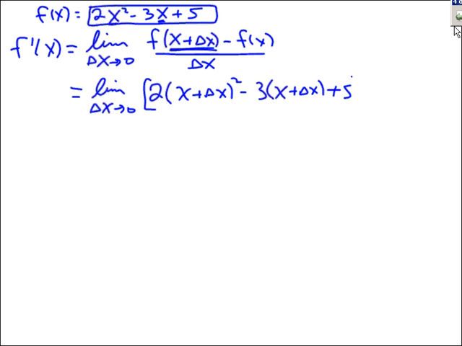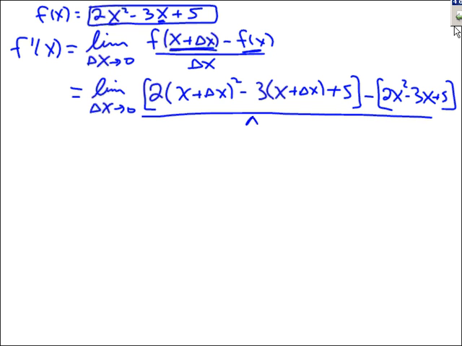Now, minus f of x, minus f of x. But f of x is 2x squared minus 3x plus 5. And all of this gets divided by delta x. So far, other than writing the word limit, all algebra. Let me come a little bit to the left in case I need this space.